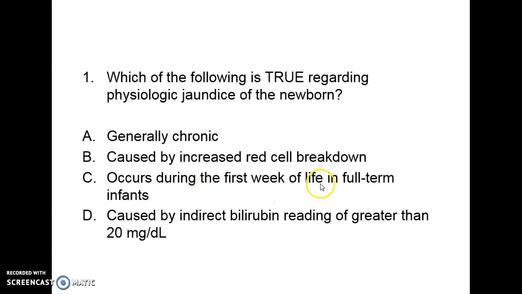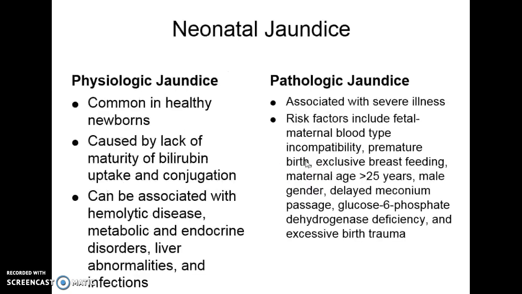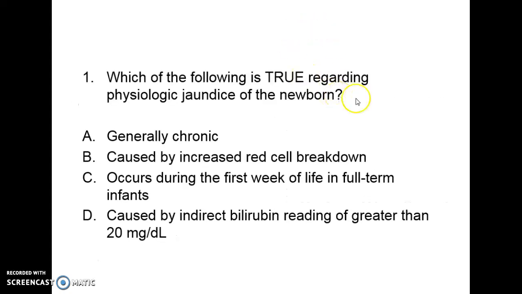Occurs during the first week of life in full-term infants. It's physiological, it's normal, so it's not going to be chronic. Caused by increased red cell breakdown: if you look back here, it can be associated with hemolytic disease, but it's going to be very mild, versus over here, major fetal-maternal blood type incompatibility leading to hemolytic disease of the newborn. That's going to be a major problem, which is why it's going to be pathologic.